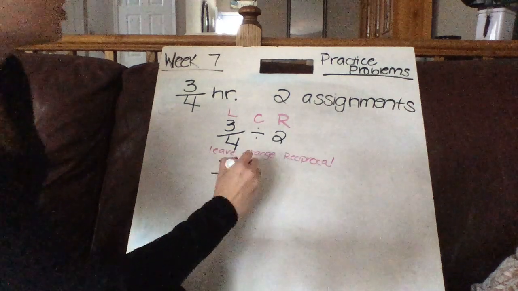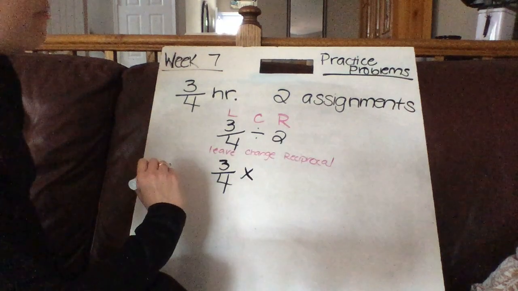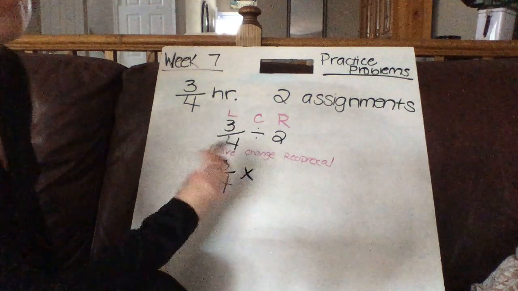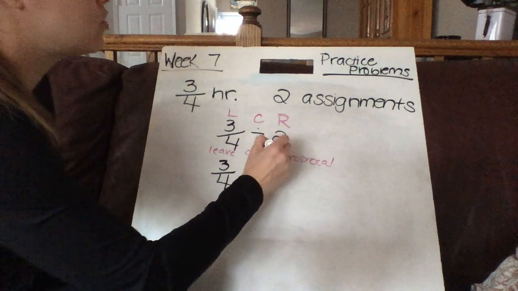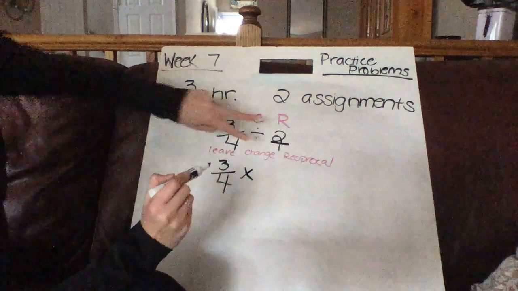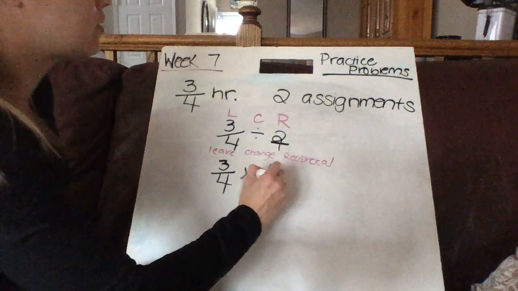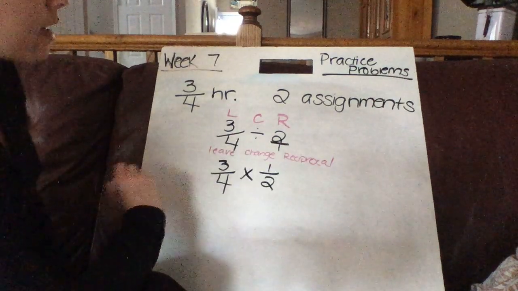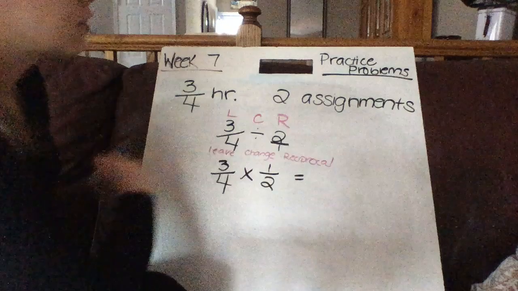We change division to multiplication, and we take the reciprocal of 2. Well, remember 2, it's like saying 2 over 1. So the reciprocal, we just flip, and we take the reciprocal, which is 1/2. Then I simply can multiply across again.